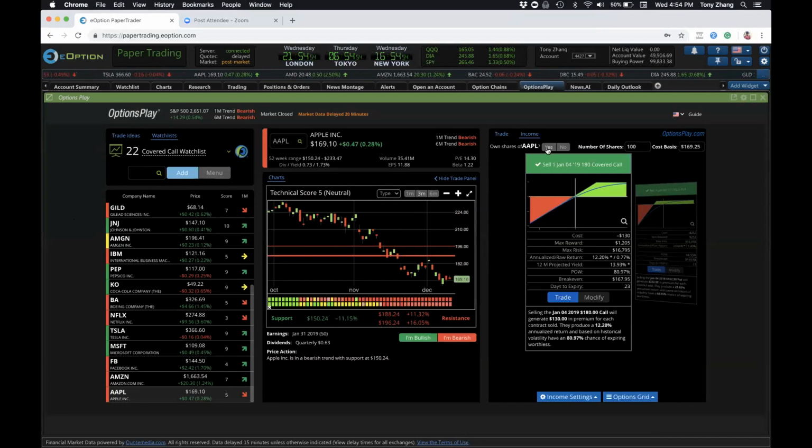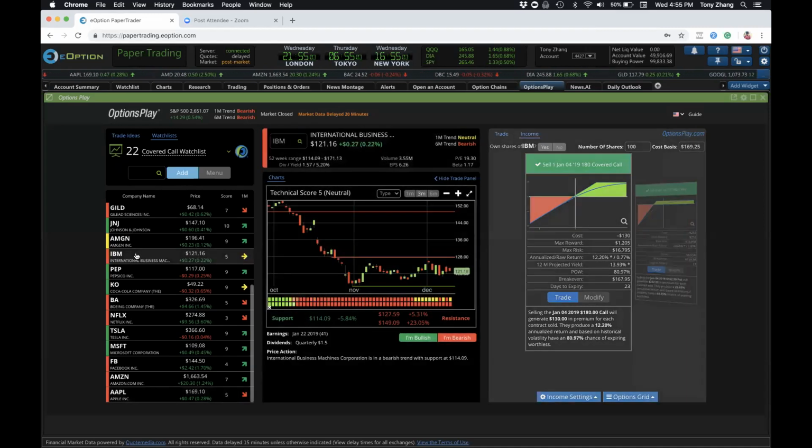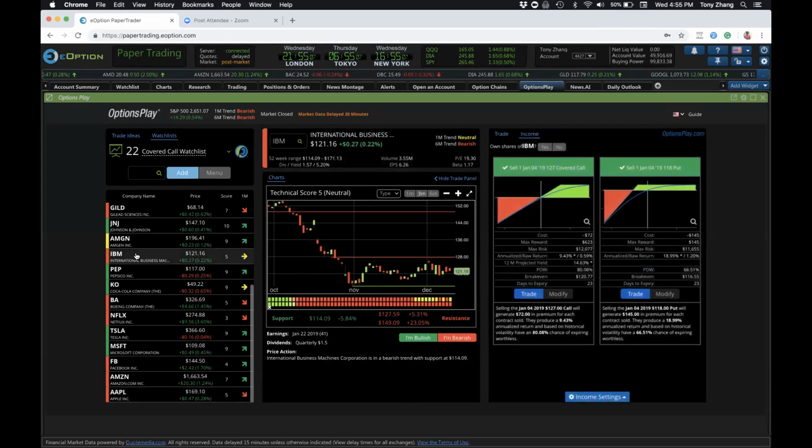And what I want to show you is how easy OptionsPlay makes it for you to find a covered call idea on your stock. So let's say you own IBM, trading at 121 right now. What you can do is generate some income on this stock that you own, because if you own IBM, you actually get a really nice hefty 5.2% dividend. This is one of the highest yielding stocks in the S&P 500.